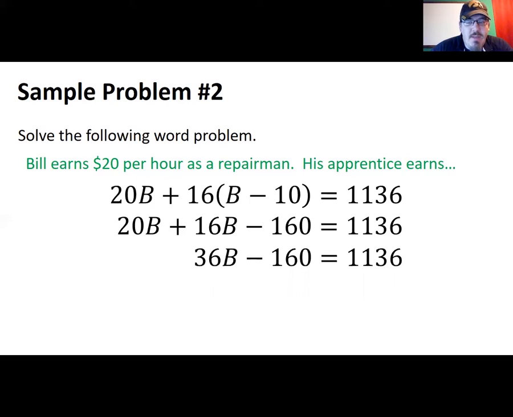Now that I've got a two-step equation, I continue working down my list of order of operations. So I get rid of whatever's being added or subtracted first. So I'm going to add 160 to both sides. So I end up with 36b equals 1,296. And then I get rid of the multiplication by dividing both sides by 36. And so B happens to also equal 36. 36 times 36 is 1,296. And so there we go, we've solved our equation.